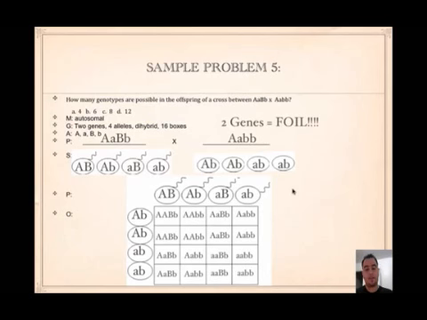And then we go to see how many genotypes there are. Well, that's one type of genotype. Here's another kind. That's another kind. That's another kind. That's another kind. And that's another kind. Notice I didn't circle these because these are similar to that one. These are similar to these. So in reality, there's only 6 different genotypes.